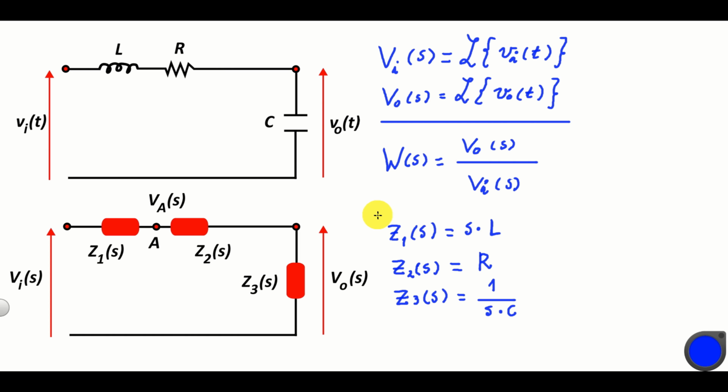For those of you who are not 100% sure how these expressions are derived, you can go to our YouTube page and you can watch the corresponding video tutorial. For the time being, the most important thing is to keep in mind the following. Z1 of S is SL, Z2 of S is R, and Z3 of S is 1 over SC.